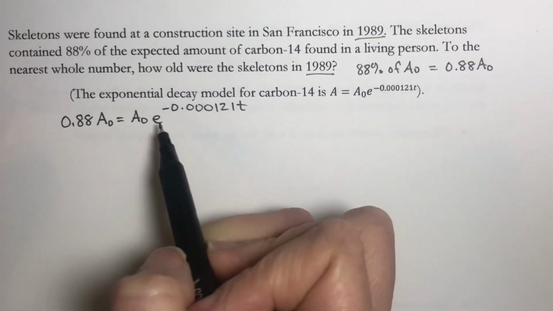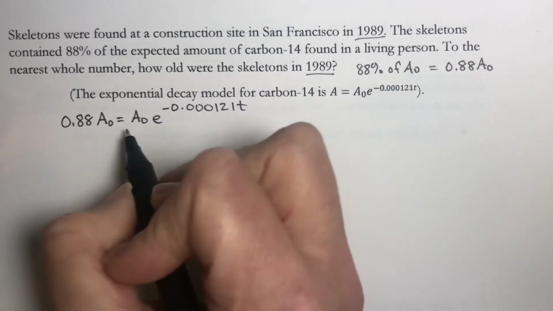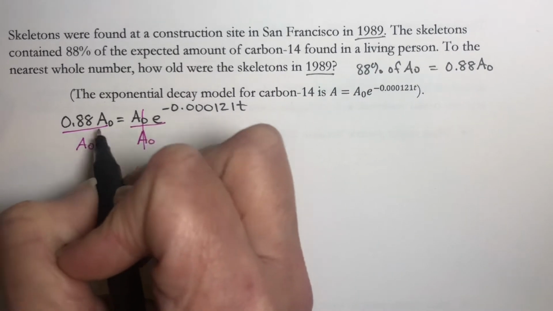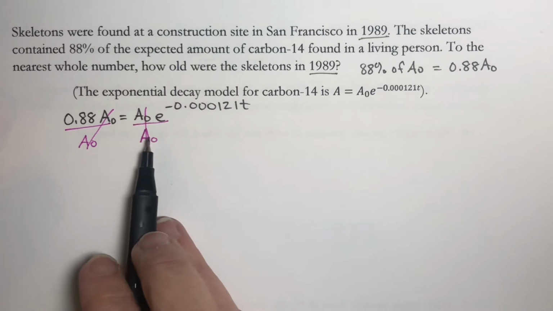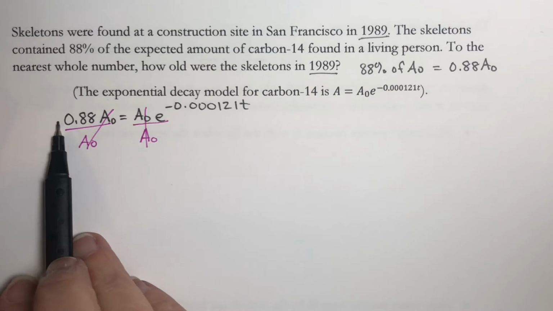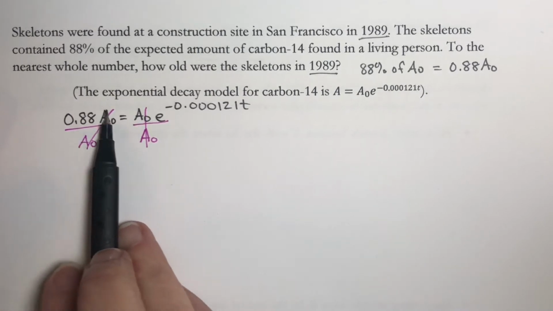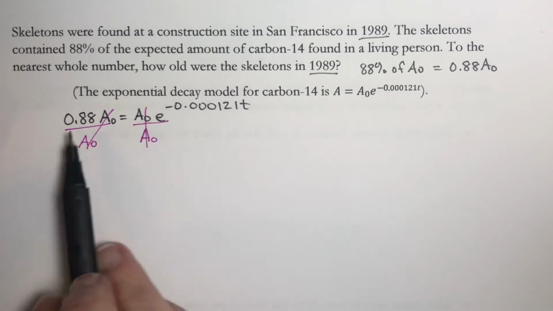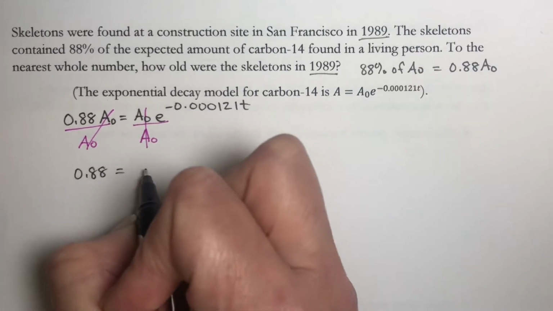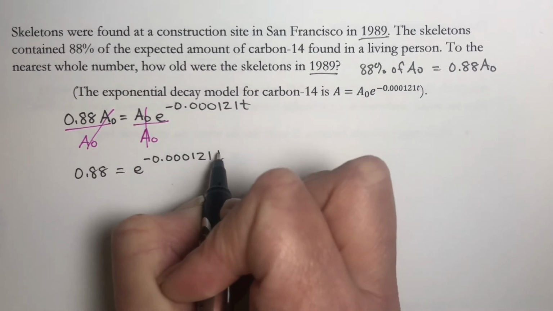Now notice what happens here. Remember, A naught is just a number. Maybe we're not given it, but we know it's a constant, so we could divide both sides by A naught. If you divide both sides by A naught, it goes away. Now, this is going to happen every single time you have one of these exponential decay models where you're given some sort of percentage or fraction of what you had left. If your value requires that you use A naught to find it, it's going to cancel out. So what I really need to solve is 0.88 equal to e to the negative 0.000121 t.